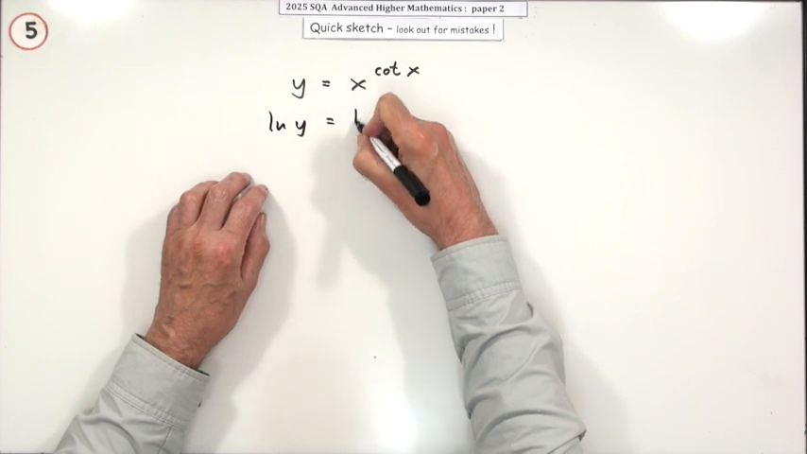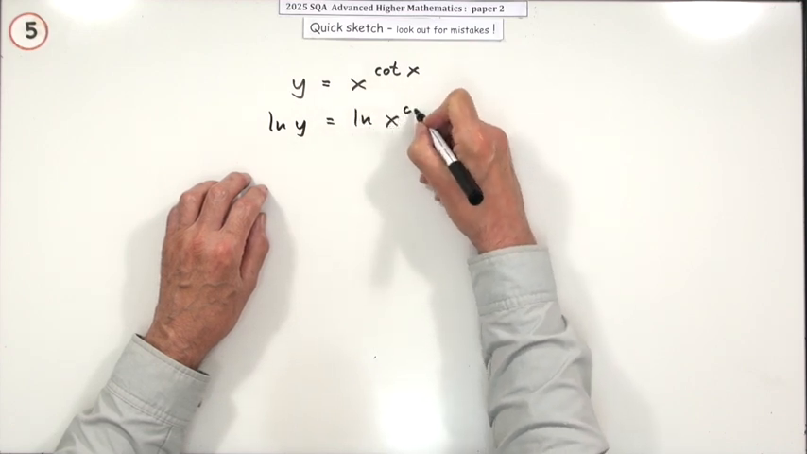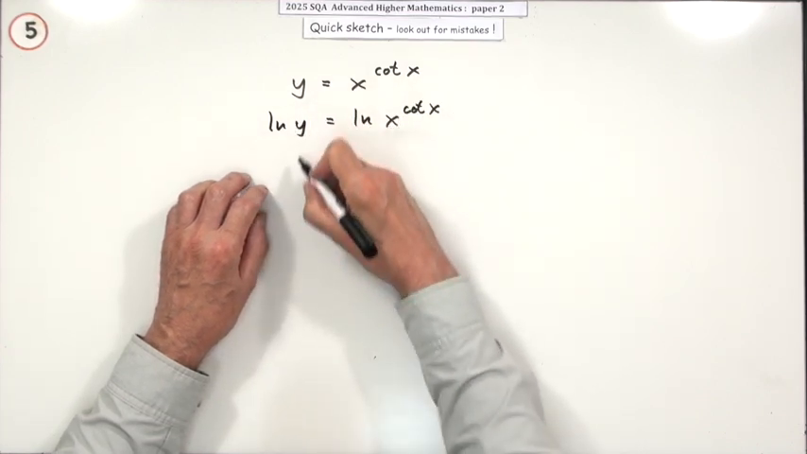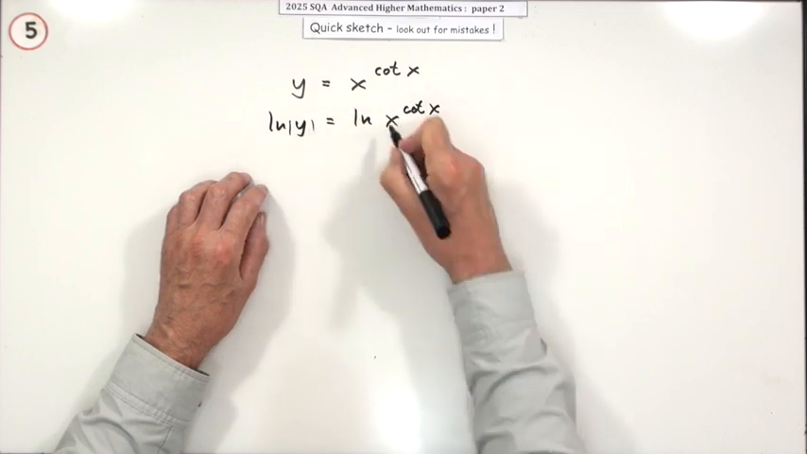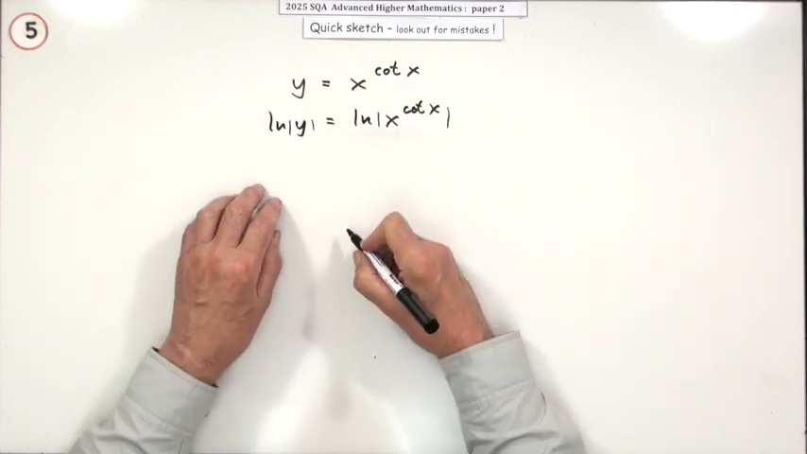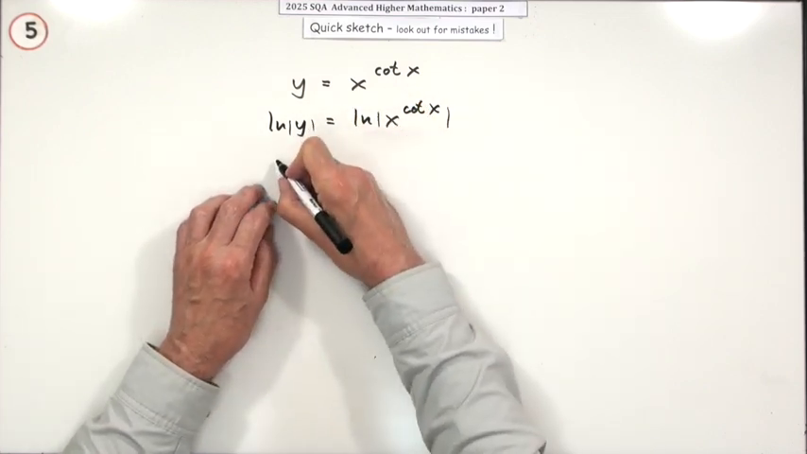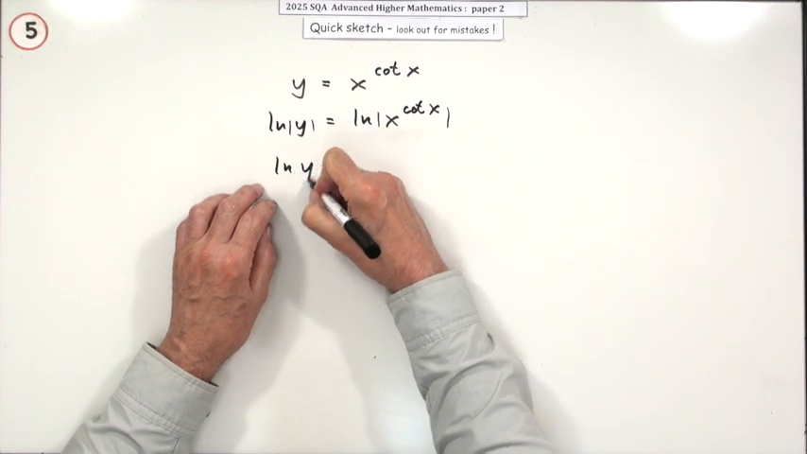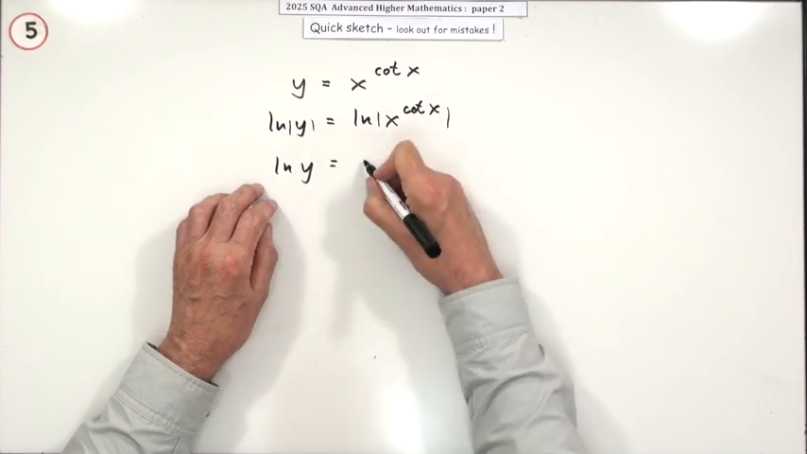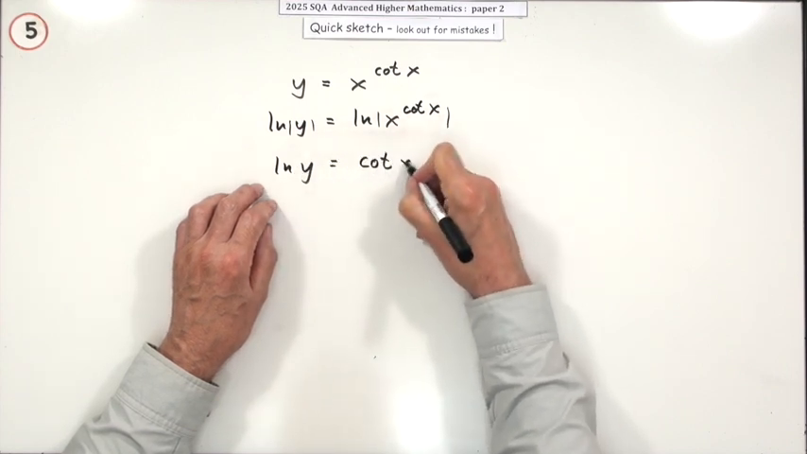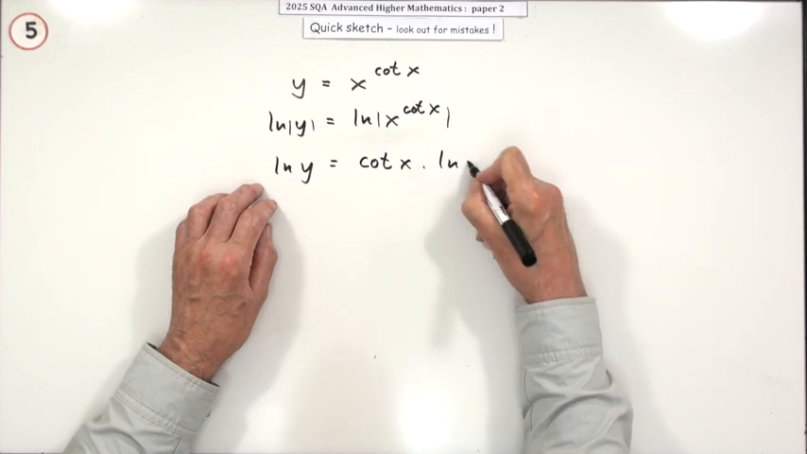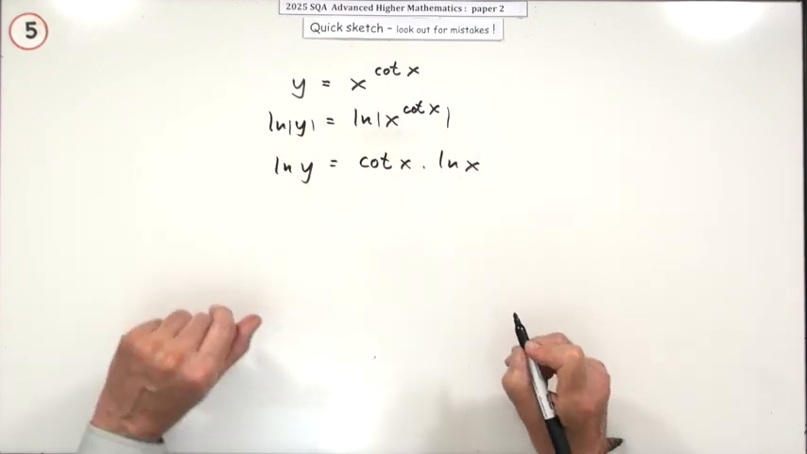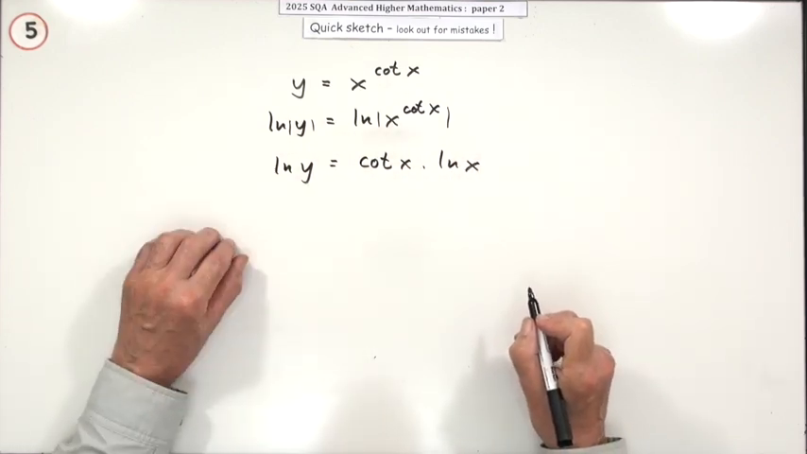So ln y will be ln of x^(cot x). I don't know if they want you to put in the brackets, I'll put them in anyway. Which means for this part, ln of y will be, I can take that power out to the front, cot x times ln x. I'm just leaving those little bits out. Now you can start differentiating.